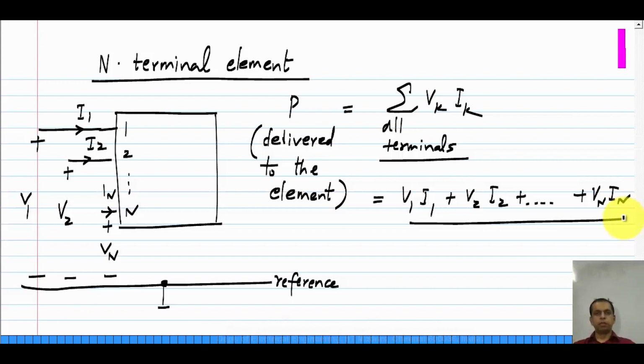Now, it appears that there is some ambiguity, because what is this reference node with respect to which we measure all the voltages? It can be anything, it could even be one of the n terminals of the element. But then if the reference can be anything, it looks like there is some ambiguity in the number that we calculate for the power P. So, what I am going to show is, regardless of what reference you choose, there is no ambiguity in the definition of power.